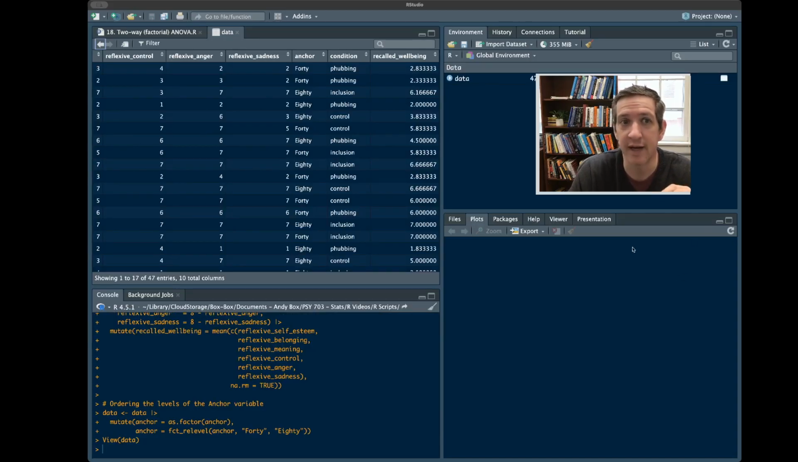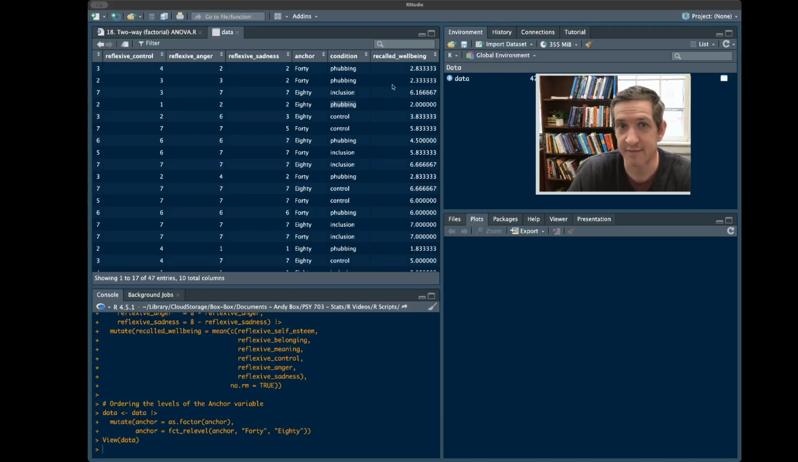As I mentioned, this is a 2x3 factorial design. So here we're interested in predicting people's level of well-being during an event that they recalled. And that event varied based on random assignment to one of three conditions. And this is familiar. This is the independent variable we used last time when we were looking at a one-way ANOVA. So that's this condition variable here, where people are randomly assigned to recall some control event, or a time they were included, or a time they were phubbed or ignored while their conversation partner was looking at their phone instead of talking to them.